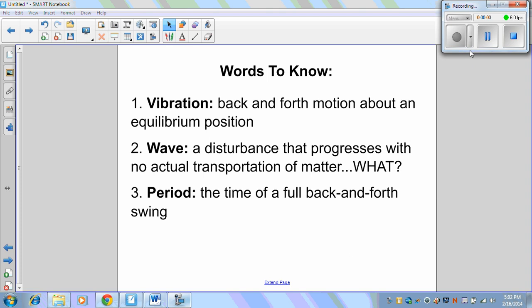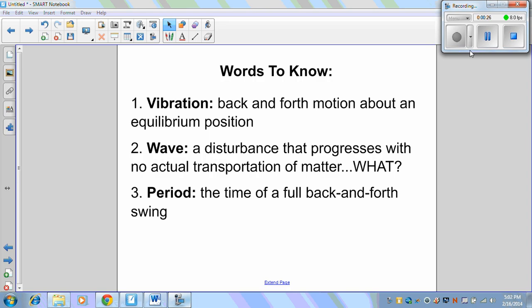Today we're going to start out working with some pendulum motion. A pendulum is just an object on a string that swings back and forth. Before we start moving with that though, we have to go over a few words that you need to know the definitions of. And if you take a look at your sheet, there are spots on each of those words where you can write down the definition.